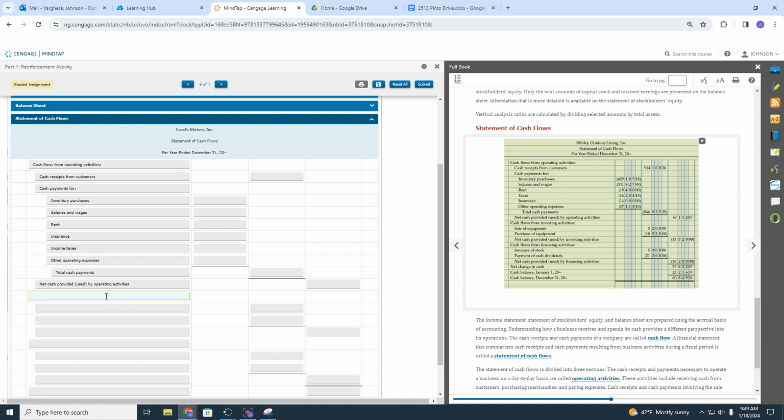And then I'll do my cash flows from investing. That's going to be my sale of equipment, which is probably in the instructions, my purchase of equipment, and my net cash provided by. Is this investing activities? Yeah.